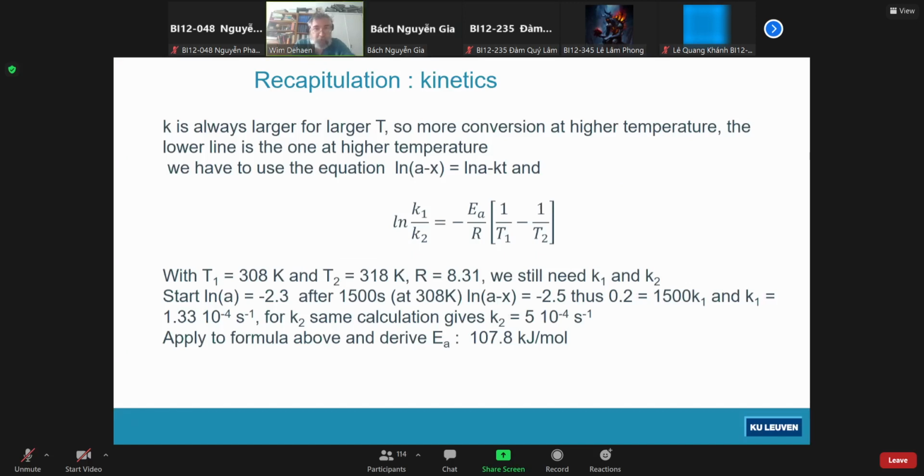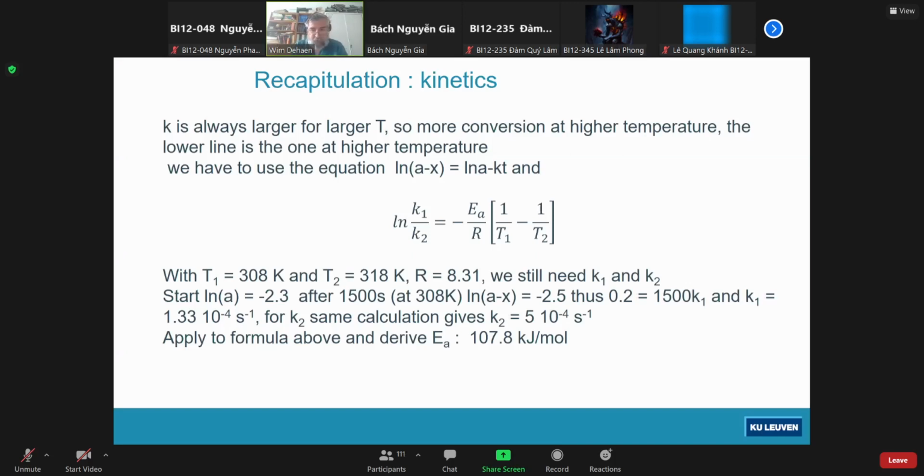The next one, we need an equation, ln A minus X ln A to minus KT, which can also be written in a different way. So if you have the two Ks, the two temperatures, and the activation energy, everything is related to each other. We know T1 and we know T2. We know what R is, that's 8.31. So we need K1 and K2. So we can actually calculate that.